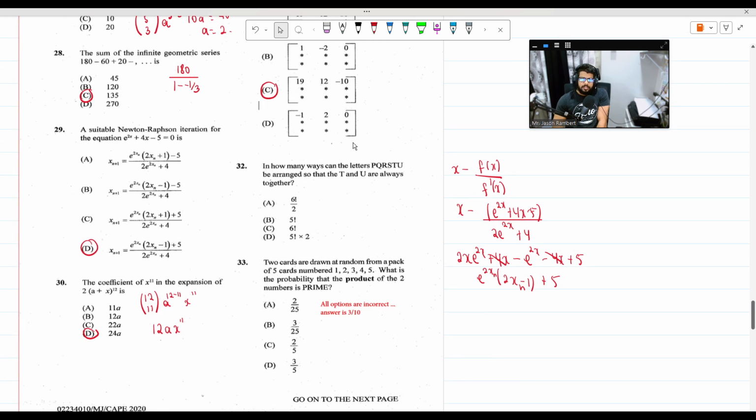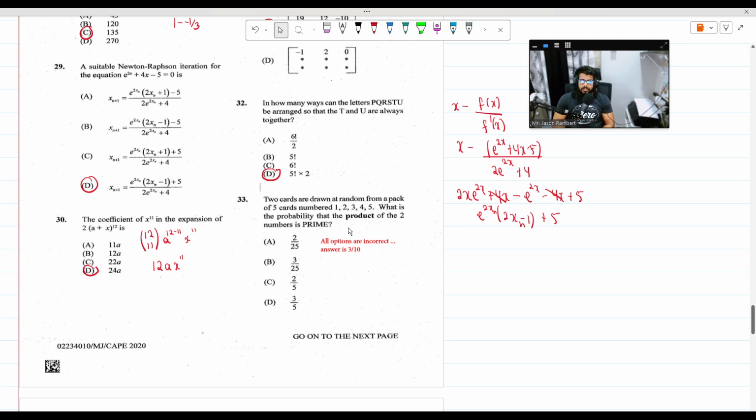In how many ways can the letters P, Q, R, S, T, U be arranged so that T and U are always together? If T and U are always together, then I have P, Q, R, S, and T-U as one unit, which is 5. I have to arrange 5 things, which is going to be 5 factorial, and T and U can interchange places, so it's going to be 5 factorial multiplied by 2, sorry.